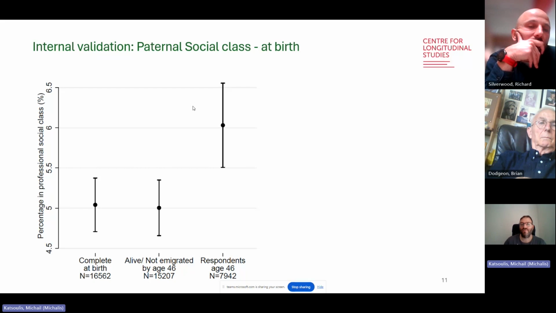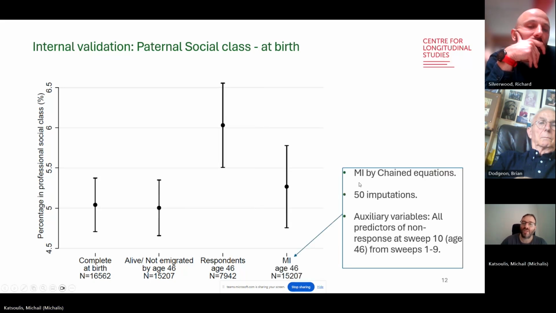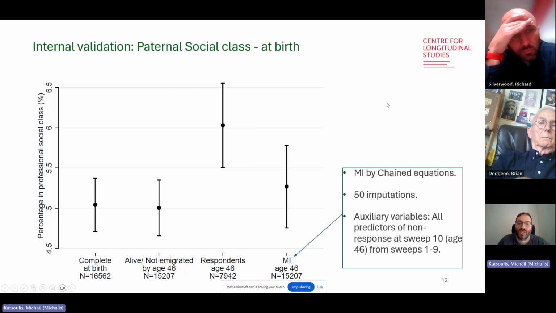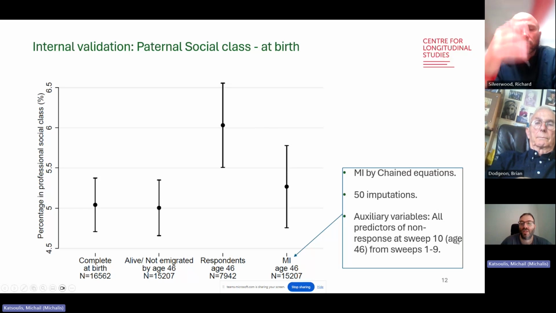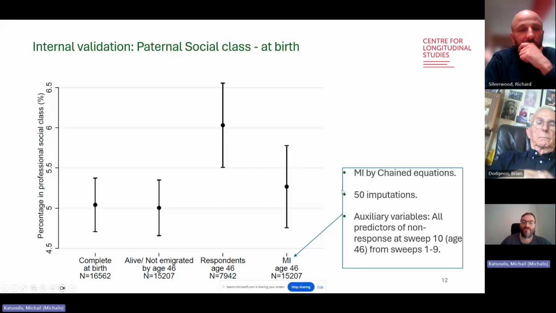So what we did is that we implemented multiple imputation by chained equations. We ran 50 imputations, and we used as auxiliary variables the predictors of non-response that we had found from the previous procedure at sweep 10, which is age 46. And we utilized information from sweeps 1 up to 9. When we implemented multiple imputation, we saw that this percentage went down close to the initial percentage of 5%. So this is like 5.2, 5.3%.